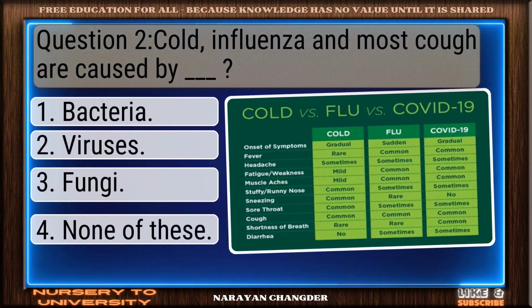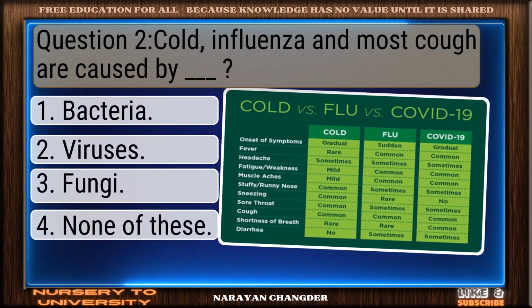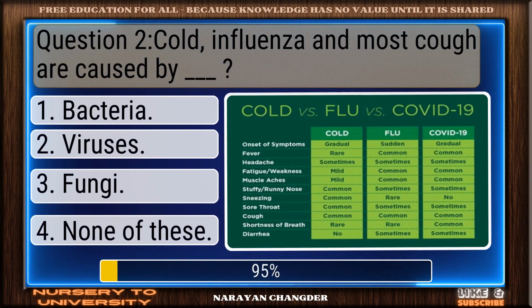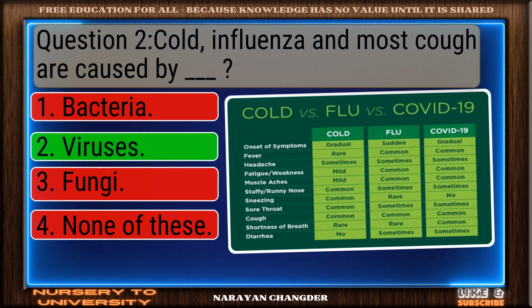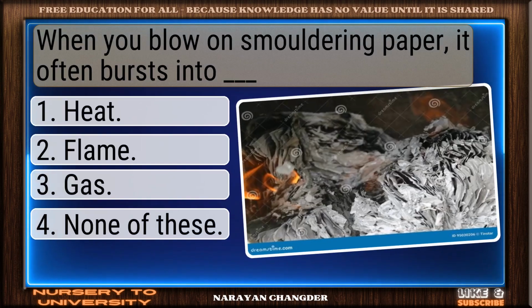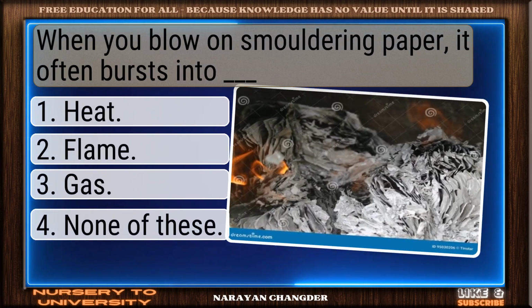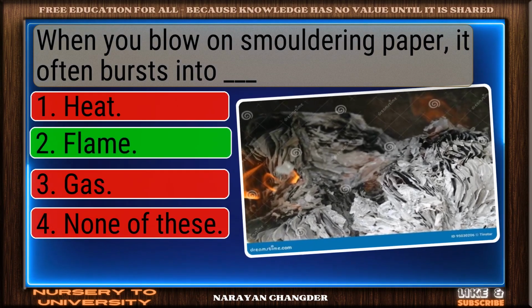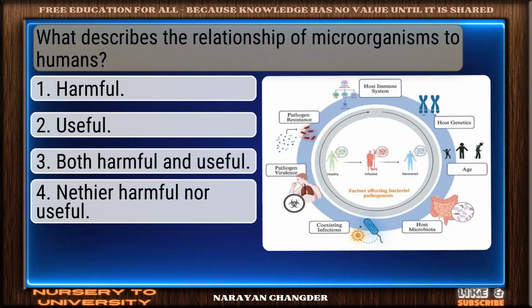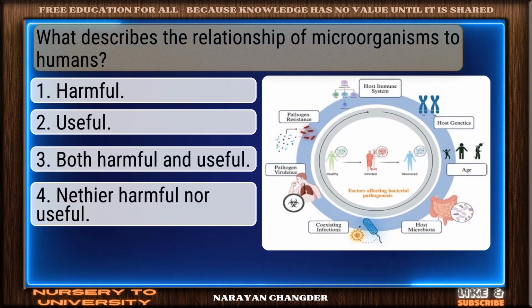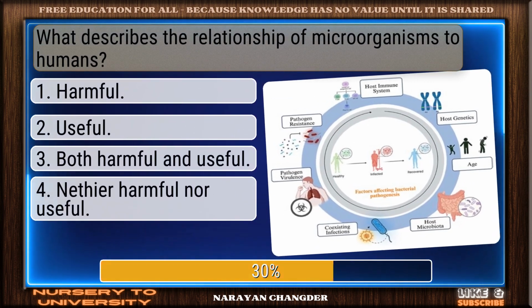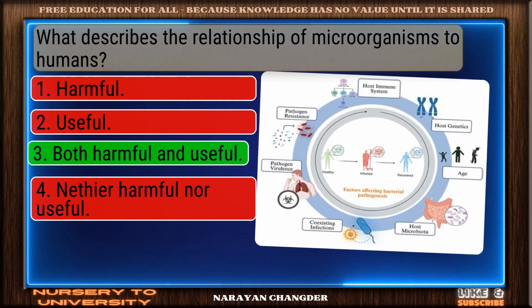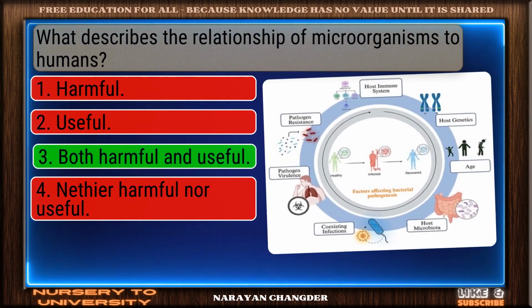Question 2. Cold, influenza, and most cough are caused by dash. Nice work. You chose viruses and it is correct. When you blow on smoldering paper, it often bursts into dash. You chose flame, and it is correct. What describes the relationship of microorganisms to humans? Excellent. Both harmful and useful is a brilliant choice.